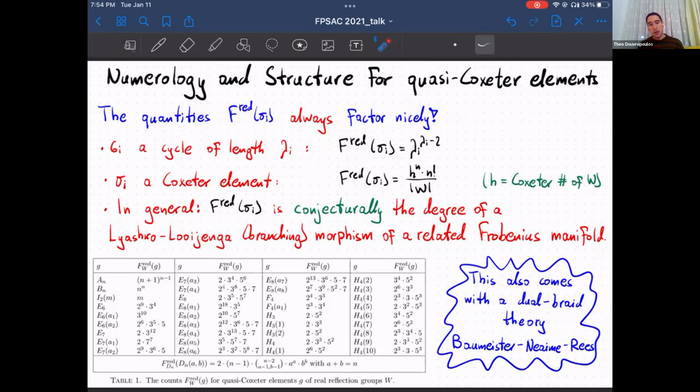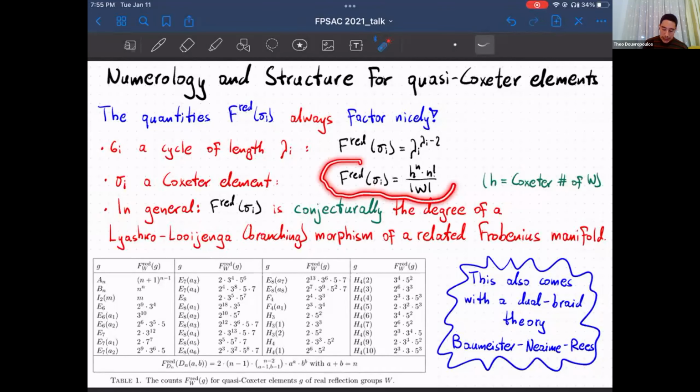So I mentioned in my formula these Fred numbers, which are the numbers of reduced factorizations of these things that appeared. And those were generalizing the lambda i's that appeared in the symmetry group case. So I mentioned that for all of the classical star elements, these things are always very nice. And this is a sort of discussion of why these are so nice.